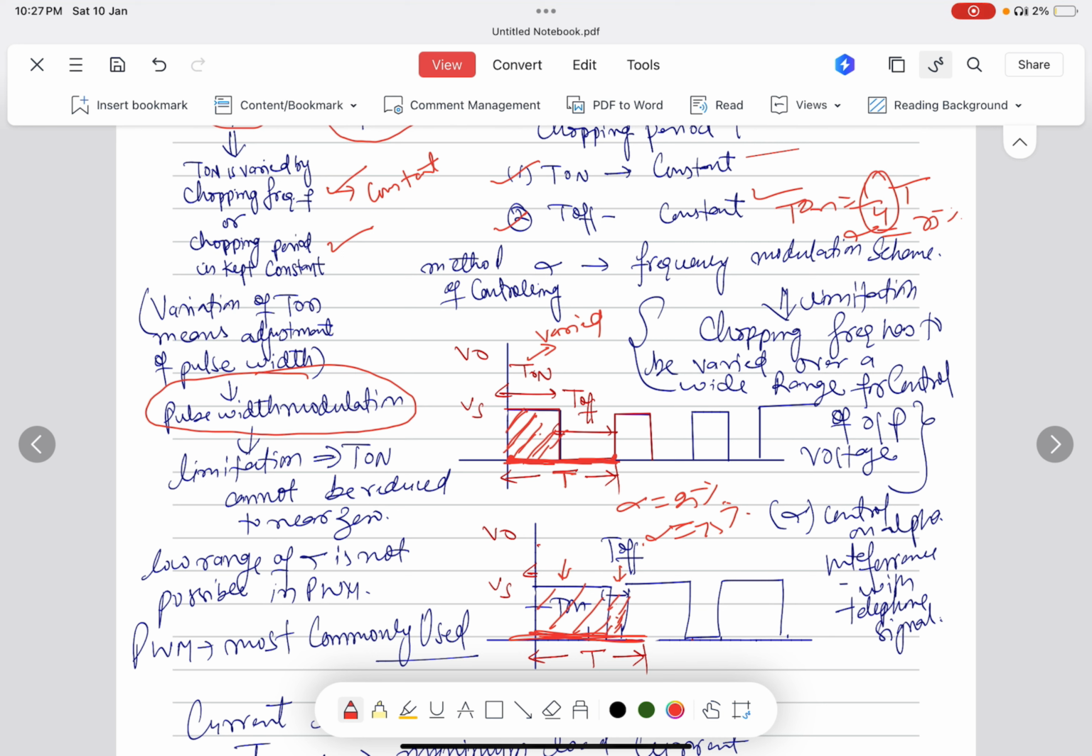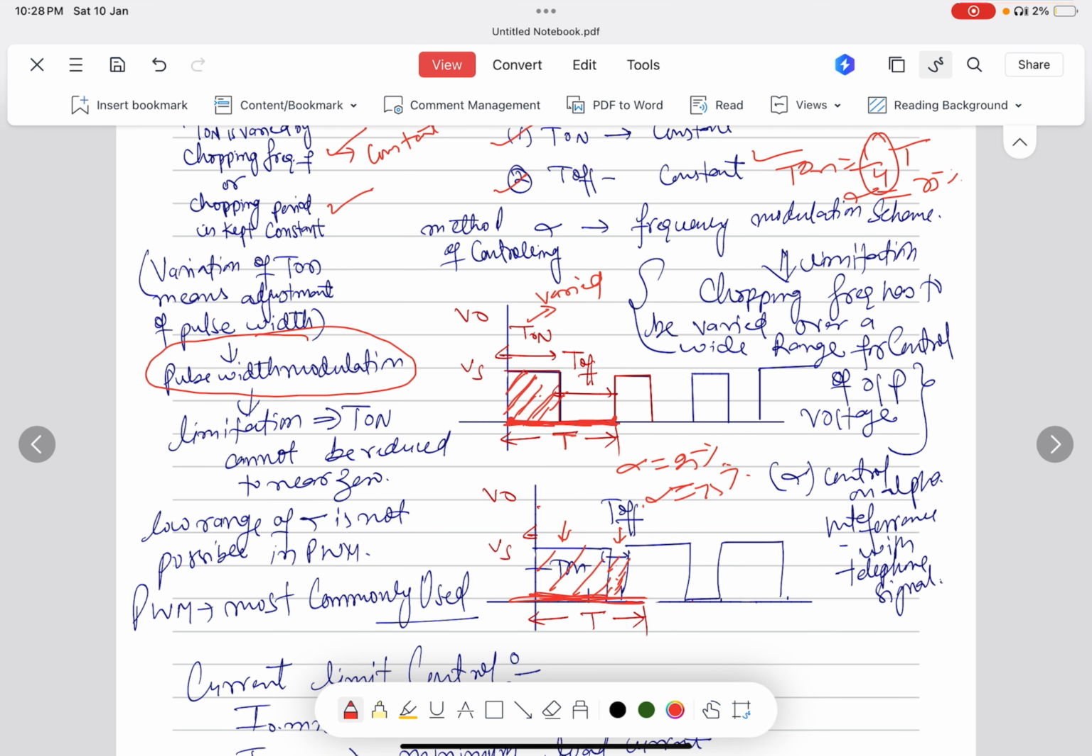Why? Because the filter design has to cover a wide range. For a very wide frequency range we need a large filter design, which is not practical. Second, for control of alpha, the duty cycle, the frequency variation would be wide. As such, there is a possibility of interference with other things like signaling systems and telephone line systems in the frequency modulation scheme. Also, the large off time in the frequency modulation scheme may make the load current discontinuous, which is not desirable. If the load current is discontinuous, it is of no use. So these are the disadvantages.